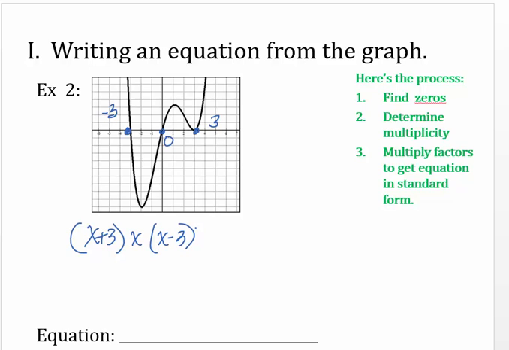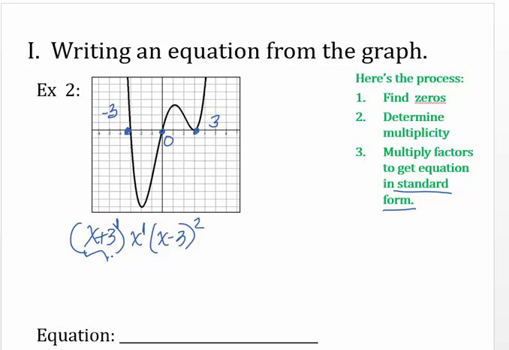Now look at multiplicities. This just goes straight through the x-axis, so it's a multiplicity of 1. This one goes straight through, so it's a multiplicity of 1. X minus 3, however, has a multiplicity of 2, so it's squared. Now, you're going to have to multiply these out to get it into standard form. What I would recommend is you multiply two at a time.